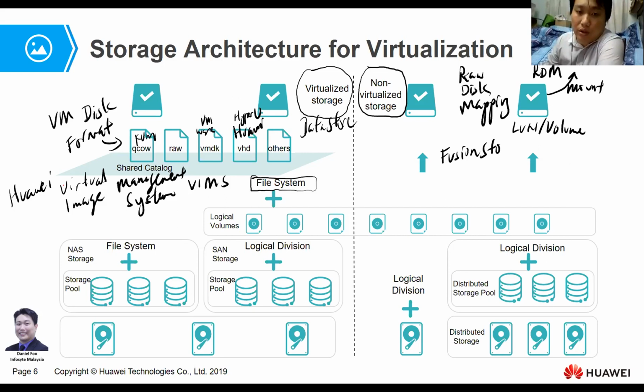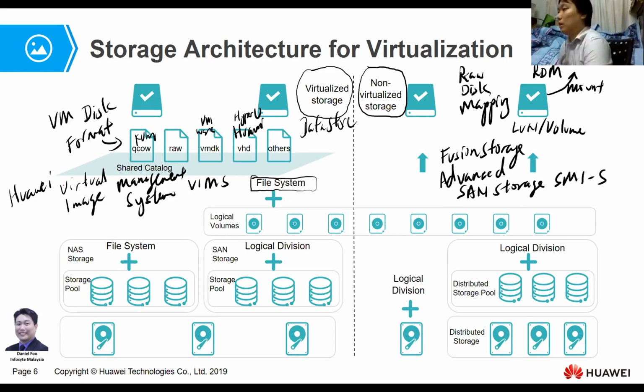In the non-virtualized solution here, we will actually support Huawei Fusion Storage integration. If you are using a Fusion Storage volume for your data store, you will have a configuration like this. Another one will be the advanced SAN storage using the SMIS protocol. Then you will have the non-virtualized storage. So this is another type of configuration if you integrate it with Fusion Storage, with Huawei Fusion Compute. Now this is not really common. The more common one will be the virtualized storage.